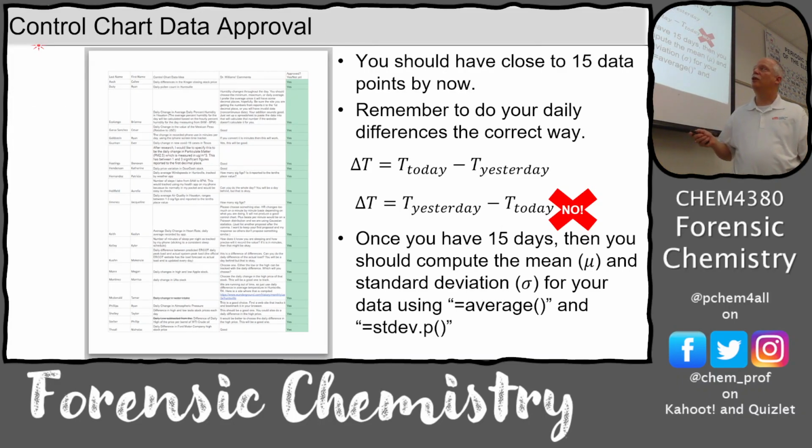We've gone through the control chart. You should all have your approved data and be collecting it. I've seen it, it's great. You're close to 15 data points. Some people are past 15 data points. Remember to do the differences correctly. So today minus yesterday. I will get in there and check that and start taking off points if that's backwards. Okay. And then once we finish the 15 days, we should compute the mean and the standard deviation using the Excel formulas, average and standard deviation. Since we're doing 15 days, let's use the population standard deviation. Okay.